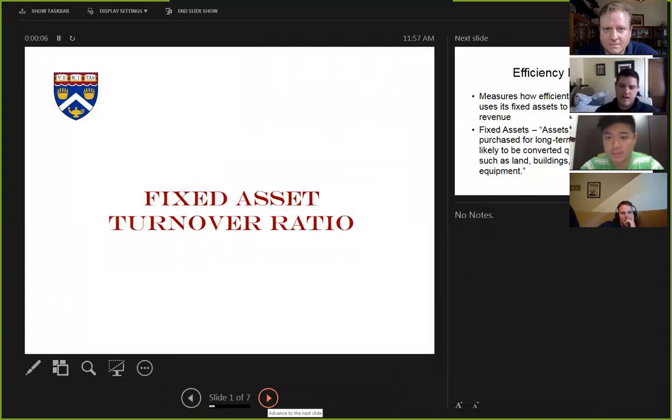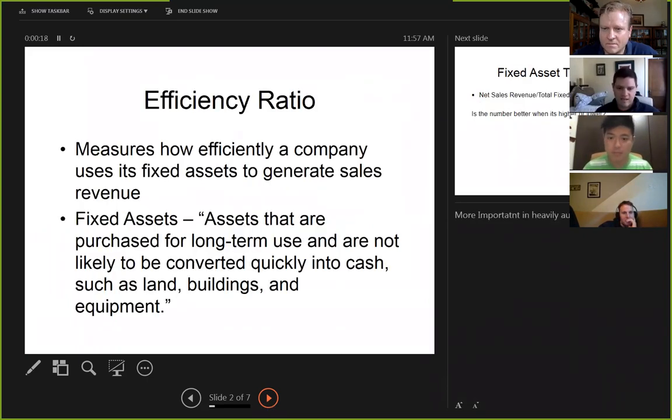I'm going to go over the fixed asset turnover ratio. And I'm just going to ask a couple questions throughout this too, to help me, maybe help some other folks too, because I'm not an accountant. So I'm going to unpack this as we go term by term. So the fixed asset turnover ratio is an efficiency ratio, and it's measuring how efficiently a company is using its fixed assets to generate sales revenue.